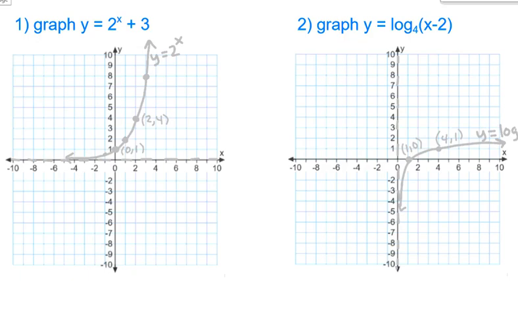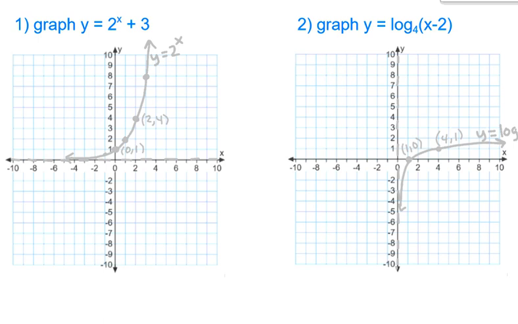What I've done to save time is I graphed the parent function, and then I'm just going to show what I would do with the parent function to get the transformed function. So for number 1, we're graphing y equals 2 to the x plus 3, and for your notes, it would be a really good idea for you to pause and actually work your way through each of these 4 examples, write them in your notes.